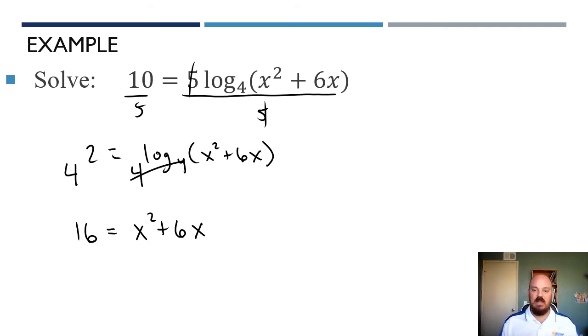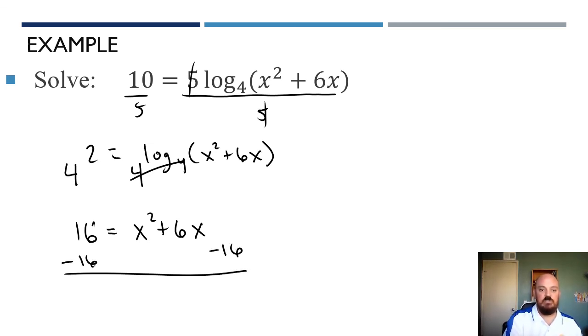So again, by changing forms, you've made the equation solvable. You can't solve for x when it's inside a log function. But when I changed it to an exponential, it pulled it out of the log function. Now I'm able to solve for it. Now it is a quadratic because I have an x squared term and an x term. So I would definitely want to get it equal to 0 first. So let's start by subtracting 16 from each side. Minus 16.